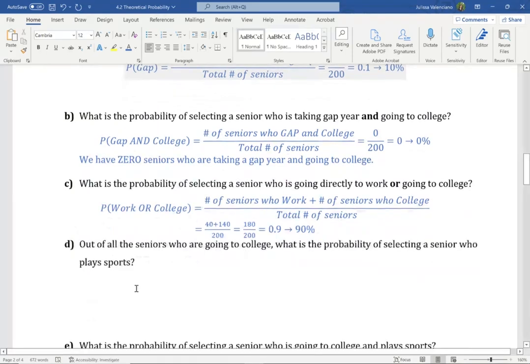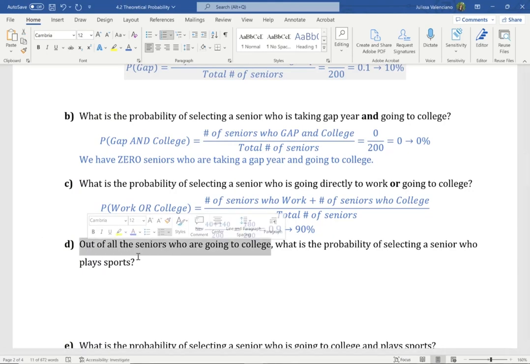Now let's go ahead and take a look at another problem. In part D, we're being asked, out of all the seniors who are going to college, what is the probability of selecting a senior who plays sports? This first part of the sentence is really important. We are being told, don't look at all 200 students. Only look at the students who are going to college. So I'm already telling you that I know the student that we selected goes to college.